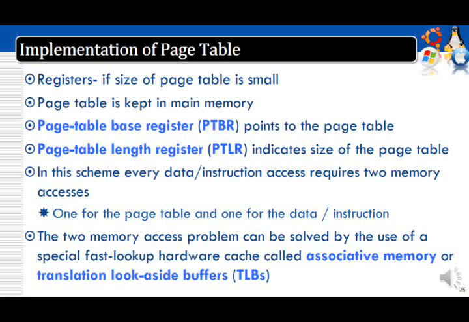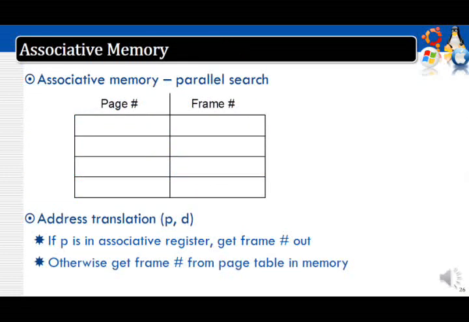So in order to avoid this, we can use a special lookup hardware cache, which is referred to as associative memory or translation look-aside buffers, in short TLBs. Associative memory is a concept that is used to increase the speed of searching. That is, it is implementing parallel search. So with this concept, we'll be having 2 entries, page number and frame number. So corresponding to each page, you will be getting the information regarding in which frame that page will be stored.